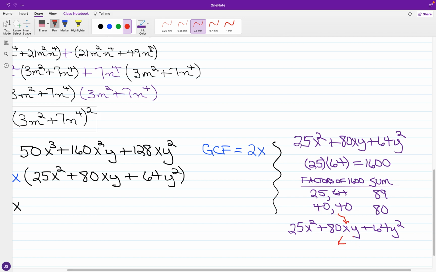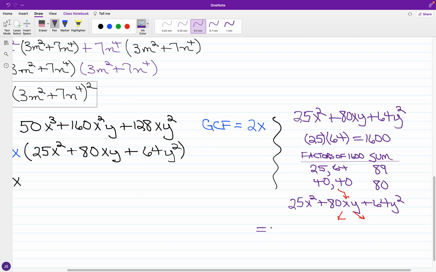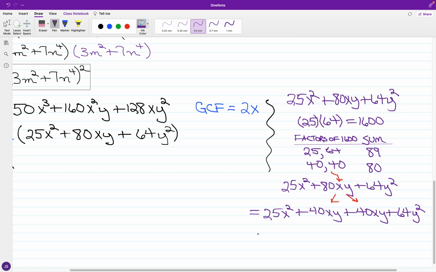Again, so splitting up the middle term. So you've got 25x squared plus 40xy plus 40xy, and we have plus 64y squared. And looking at pairing, okay, so first two terms.